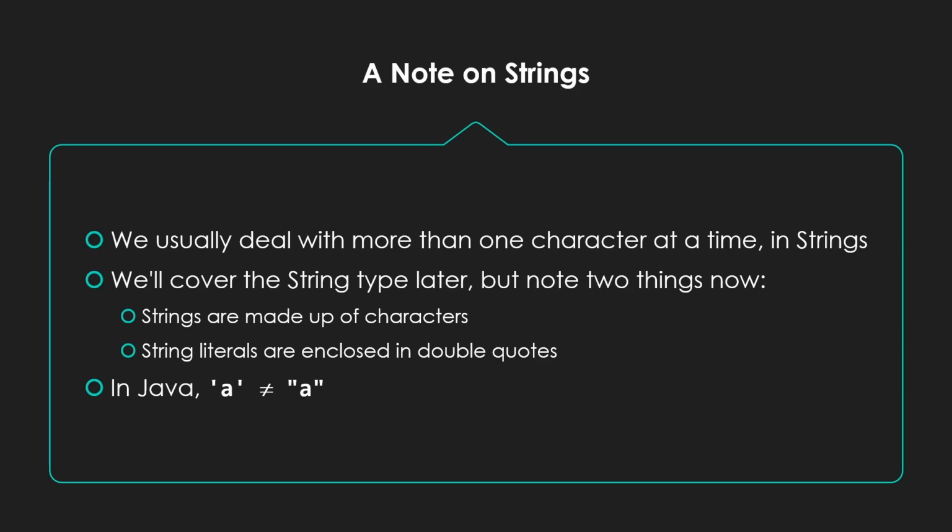This is not true of some programming languages. Some programming languages don't distinguish between single quotes and double quotes. Java is one that absolutely does. Single quote A, single quote is the character A, and that is not the same as double quote A, double quote, which contains the character A, but is a string that has just one character, the character A.